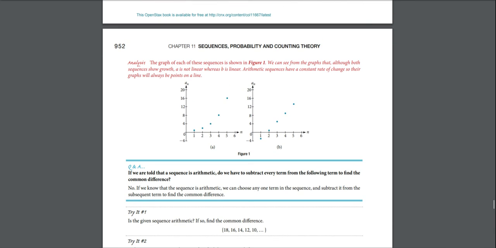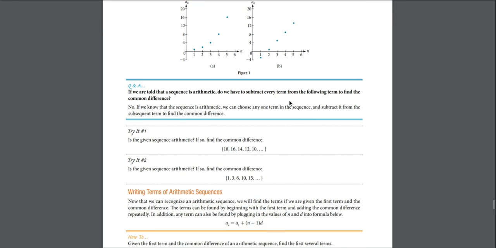You can do the same thing when graphing. If I get a straight line when graphing, then I have an arithmetic sequence. If my line is not straight, then this is not an arithmetic sequence, because if I'm adding the same thing each time, I'm going to get a straight line. This is exponential, obviously, or at least it looks exponential. I suppose it could be quadratic. Anyway, the point is, this is not arithmetic. This is arithmetic.